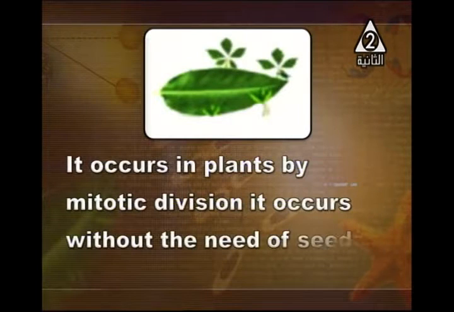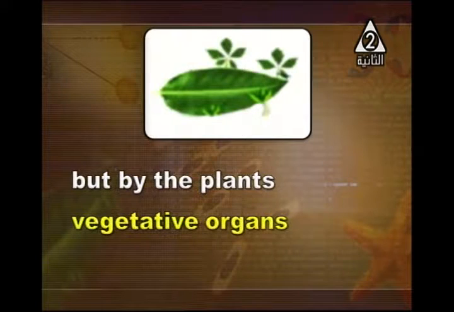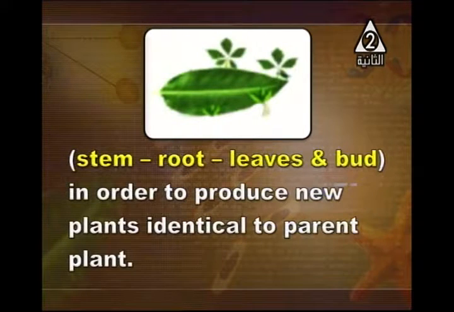It occurs in plants by mitotic division. It occurs without the need of seeds, but through the plant's vegetative organs. What are the vegetative organs of the plant? The vegetative organs of the plant are stem, root, leaves, and bud. Again, the vegetative organs of the plant are stem, root, leaves, and bud.